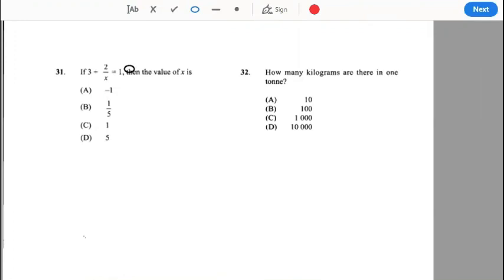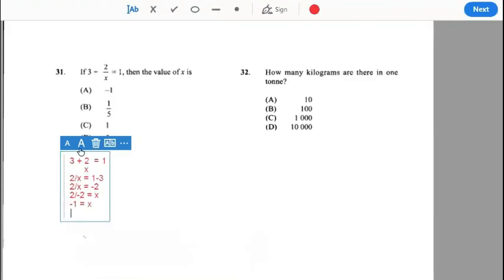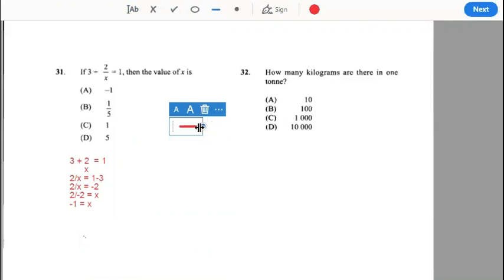So if 3 plus 2 over x is equal to 1, then the value of x is, so we're basically solving for x, making x the subject of the formula. There are different ways that you can work it. For me, the easiest way was just to literally solve for x. So 3 plus 2 over x is equal to 1.